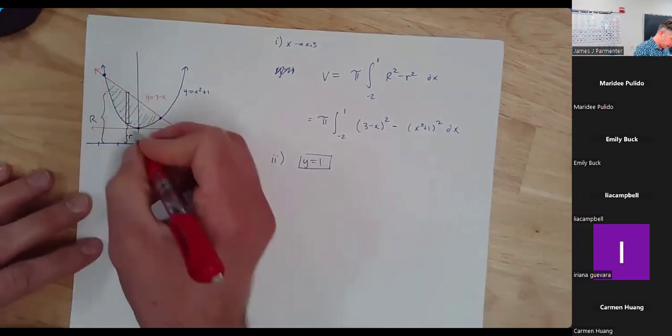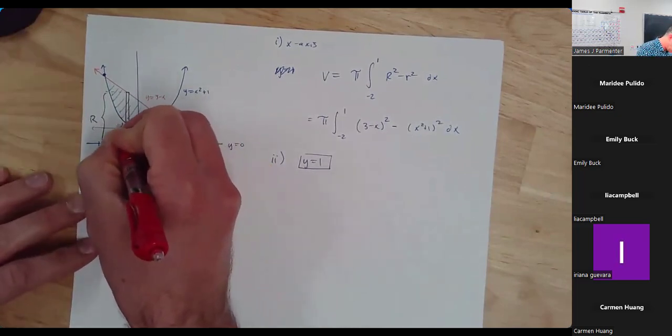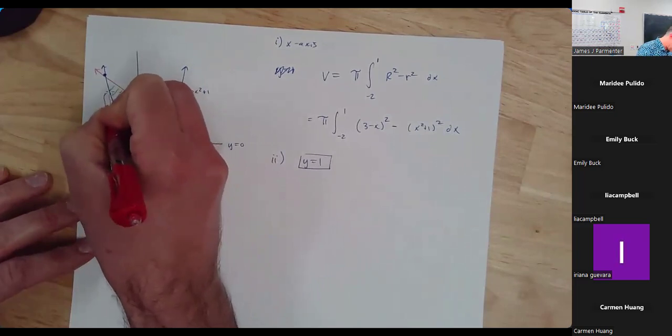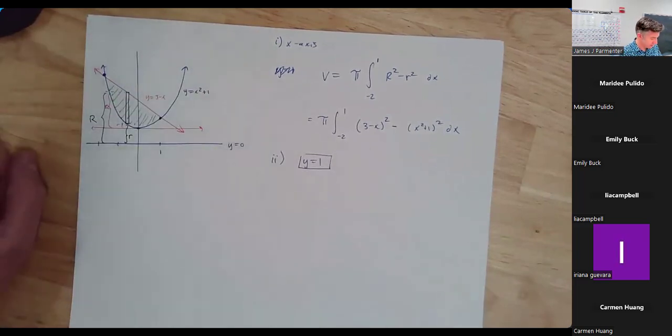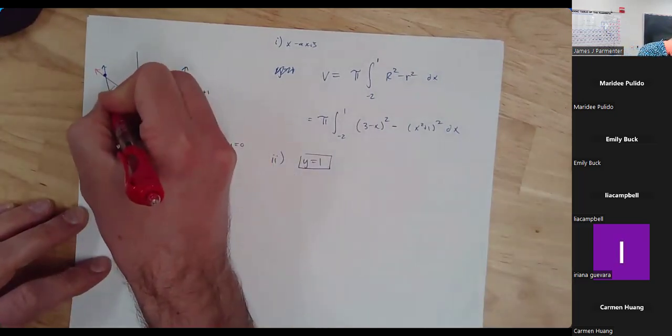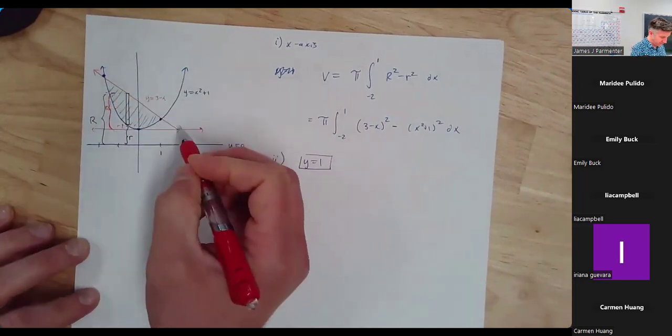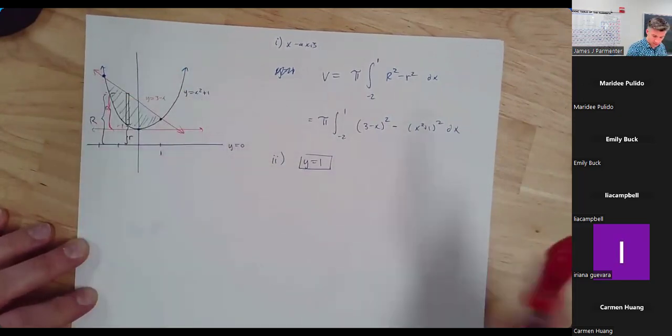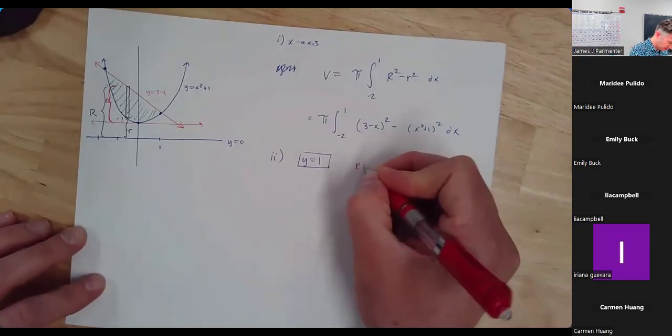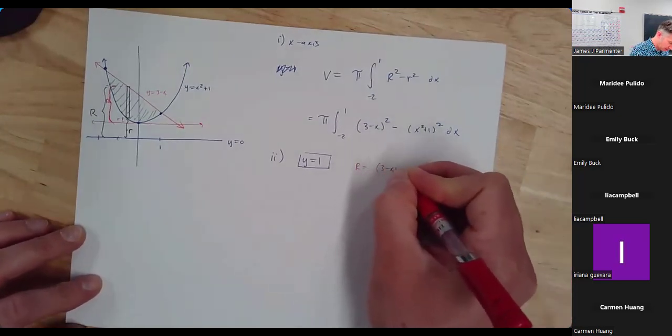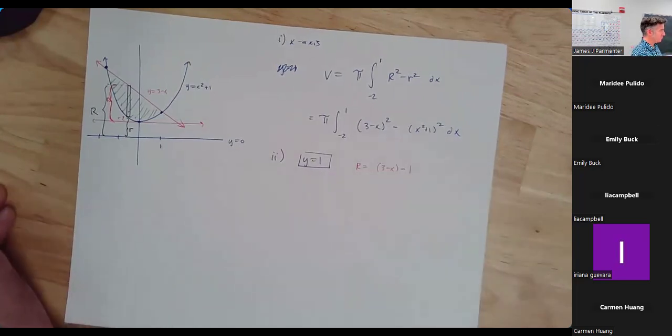Well, now my inner radius is a lot smaller, and my outer radius is also smaller. Again, it's the difference. My outer radius is the distance from my further away function to my axis of rotation. So now my outer radius is going to be the further away function minus the axis of rotation: 3 minus x minus 1. And my radius got smaller. Instead of being all of 3 minus x, it's now 1 less than all of 3 minus x.